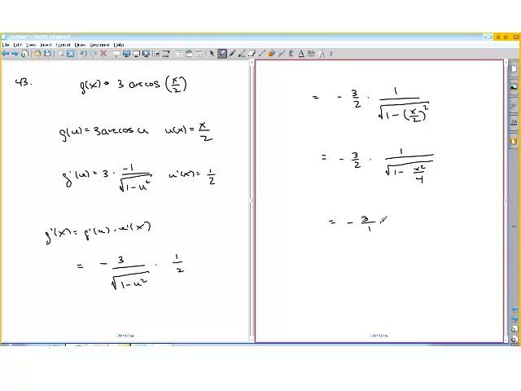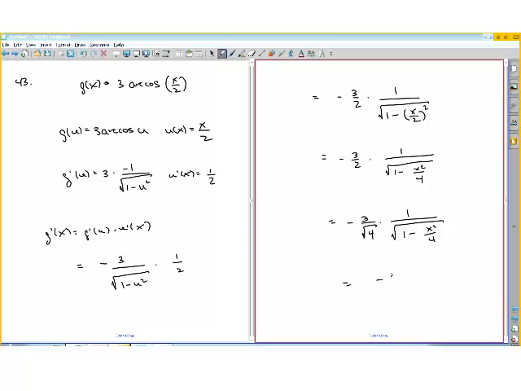So really what we have is 2 becomes the square root of 4. So I'd replace 2 with the square root of 4. And when you have two things that are square roots, you just multiply the terms together. So we take 4 times 1 and 4 times negative x squared over 4.